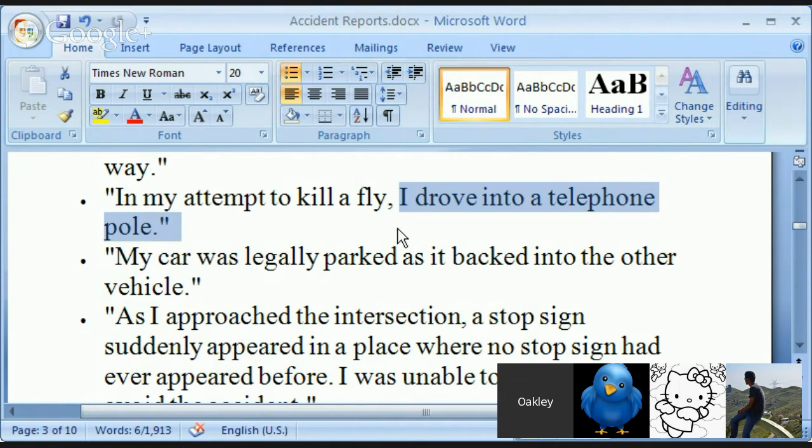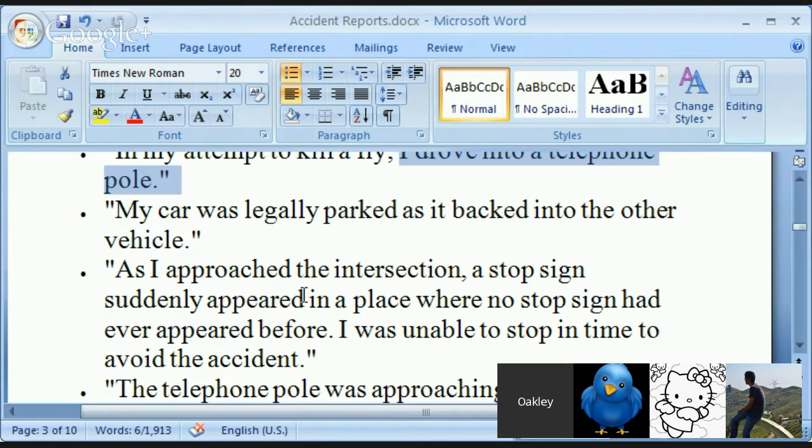Yes, I think that's what happened, but because of his use of the signal phrase, in my attempt relates to the second phrase. So in his attempt to kill the fly, that includes driving into a telephone pole, which of course makes the whole thing sort of ridiculous.